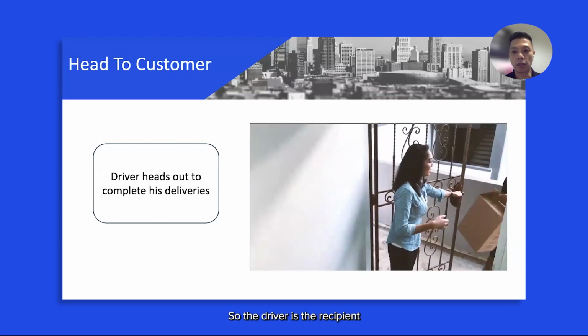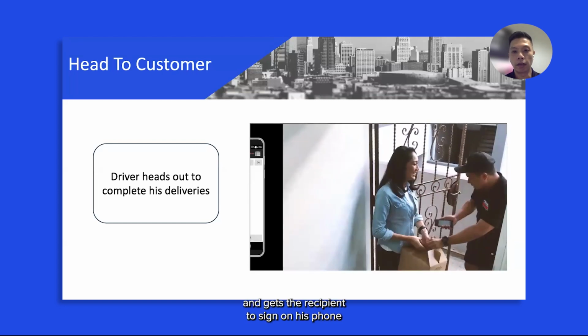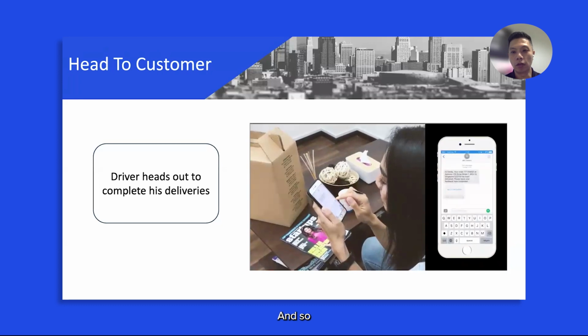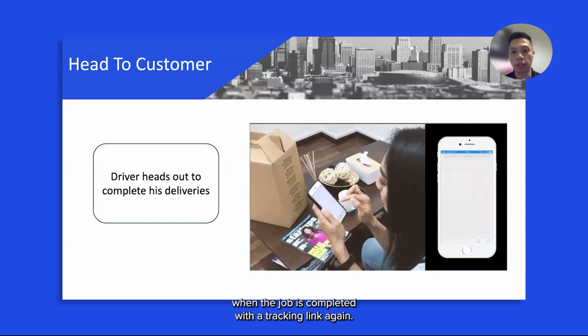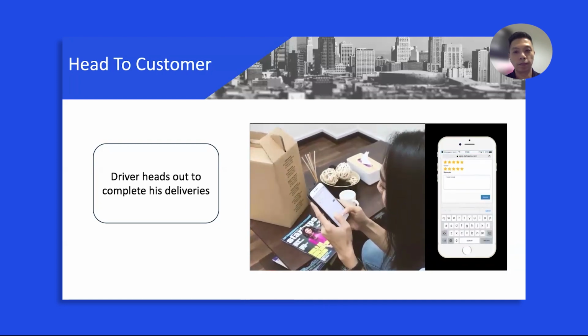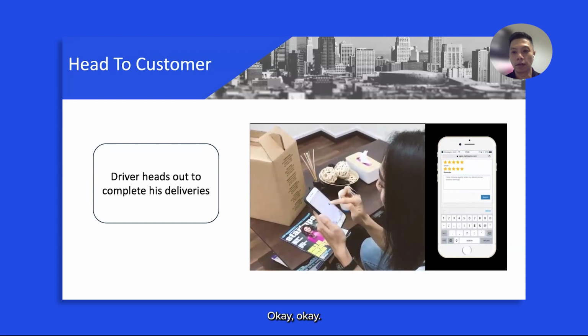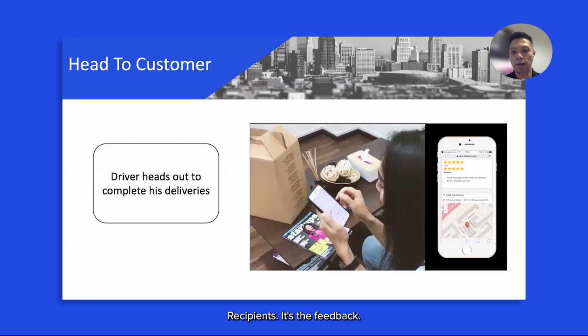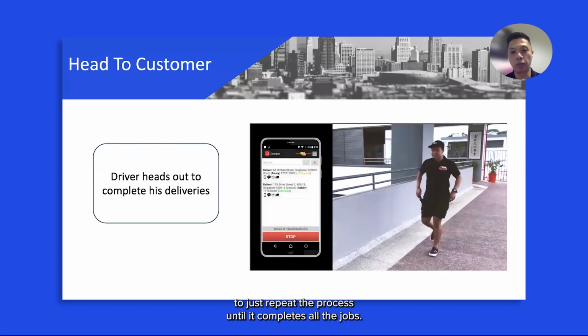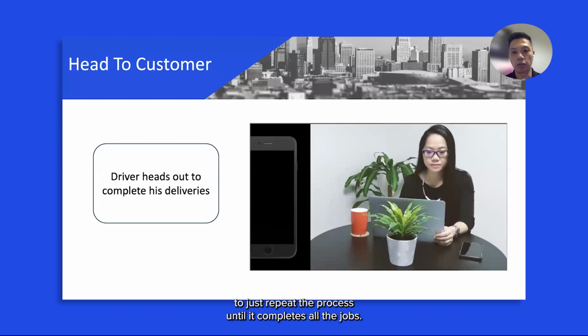So the driver meets the recipient and gets the recipient to sign on his phone. And a notification is triggered to the recipient when the job is completed, with a tracking link again. This is where you'll be able to get the recipient to share their feedback. Recipient submits the feedback. And for the driver, they'll continue. So it's head to location again. He'll just repeat the process until he completes all the jobs.